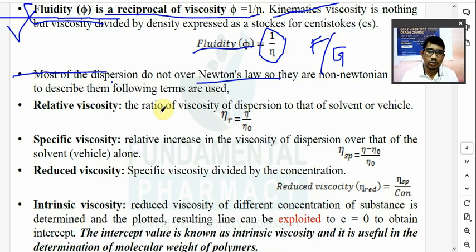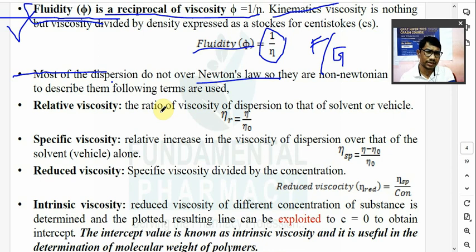Most of the liquids obey Newton's law, and that's why they are known as Newtonian liquids. But some liquids do not obey Newton's law. Shear stress is proportional to the shearing rate: if you apply a shearing stress to a particular liquid, the shearing rate or velocity will also increase proportionally. That is for a Newtonian liquid. अगर आपने फोर्स अप्लाई किया तो फ्लो प्रोपोर्शनली हो रहा है, तो वो Newtonian liquid है. अगर नहीं हो रहा है तो non-Newtonian liquid.